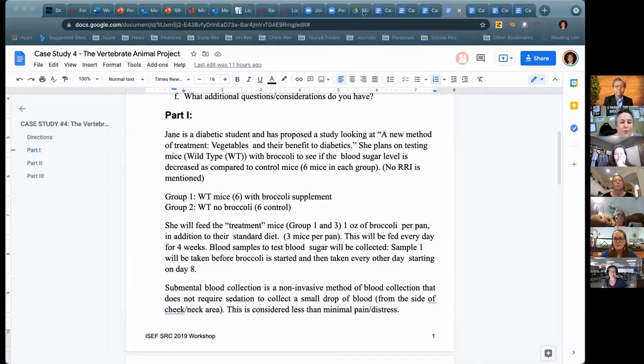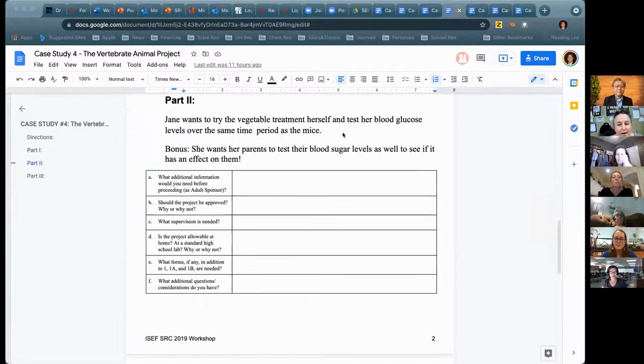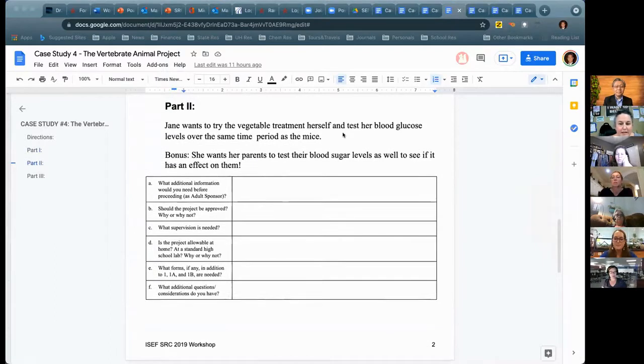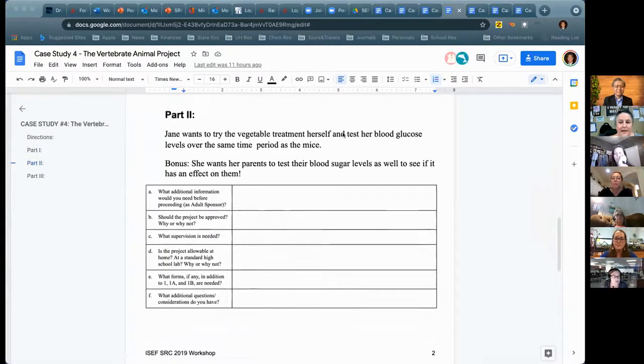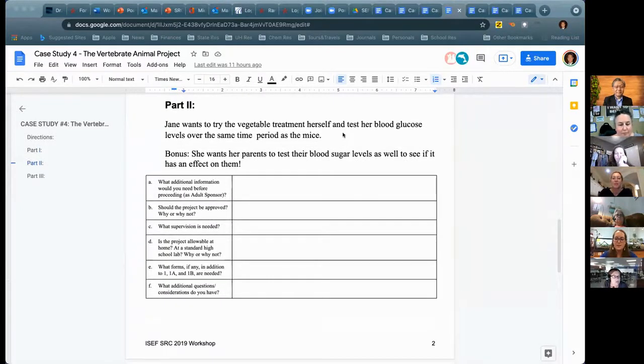And that was her part one. It doesn't list where her testing was going to happen. There were just a lot of extra questions we had. Where were you going to keep the mice? What happened after you were done with the mice? Her second part, she then wanted to also introduce broccoli to herself and hopefully her parents to test their blood sugar levels, to see if there was a difference there. So this would then include her human participant forms and would require IRB approval.